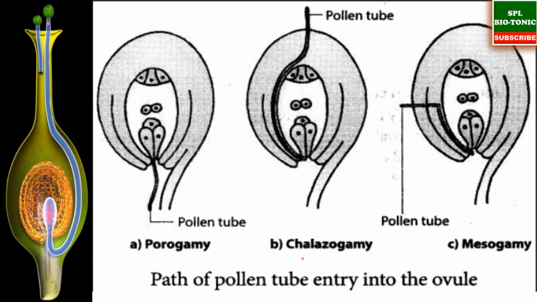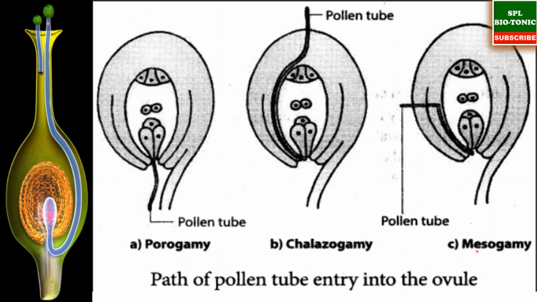In second case, that is chalazogamy, the pollen tube is passing through the chalaza. In the third case, the pollen tube is passing through integuments. It is called mesogamy. So depending on the entry of pollen tube into the embryo sac, there are three types. Porogamy, that is through micropyle, chalazogamy is through chalaza, and mesogamy is through integuments.